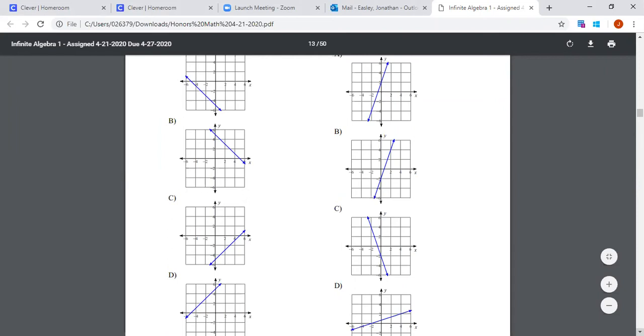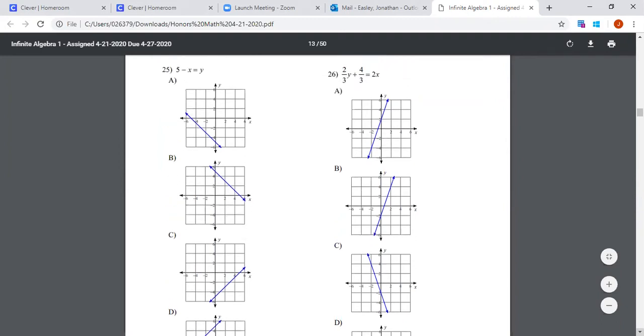Now, 3x tells us that every time y goes up by 3, x goes over by 1. Okay, so that's going to be a pretty steep slope. So it's going to be either A or B. Now, if it's just A or B, now we have to make sure that we have the right y-intercept. What was our constant when we simplified it? What did we have as a constant?